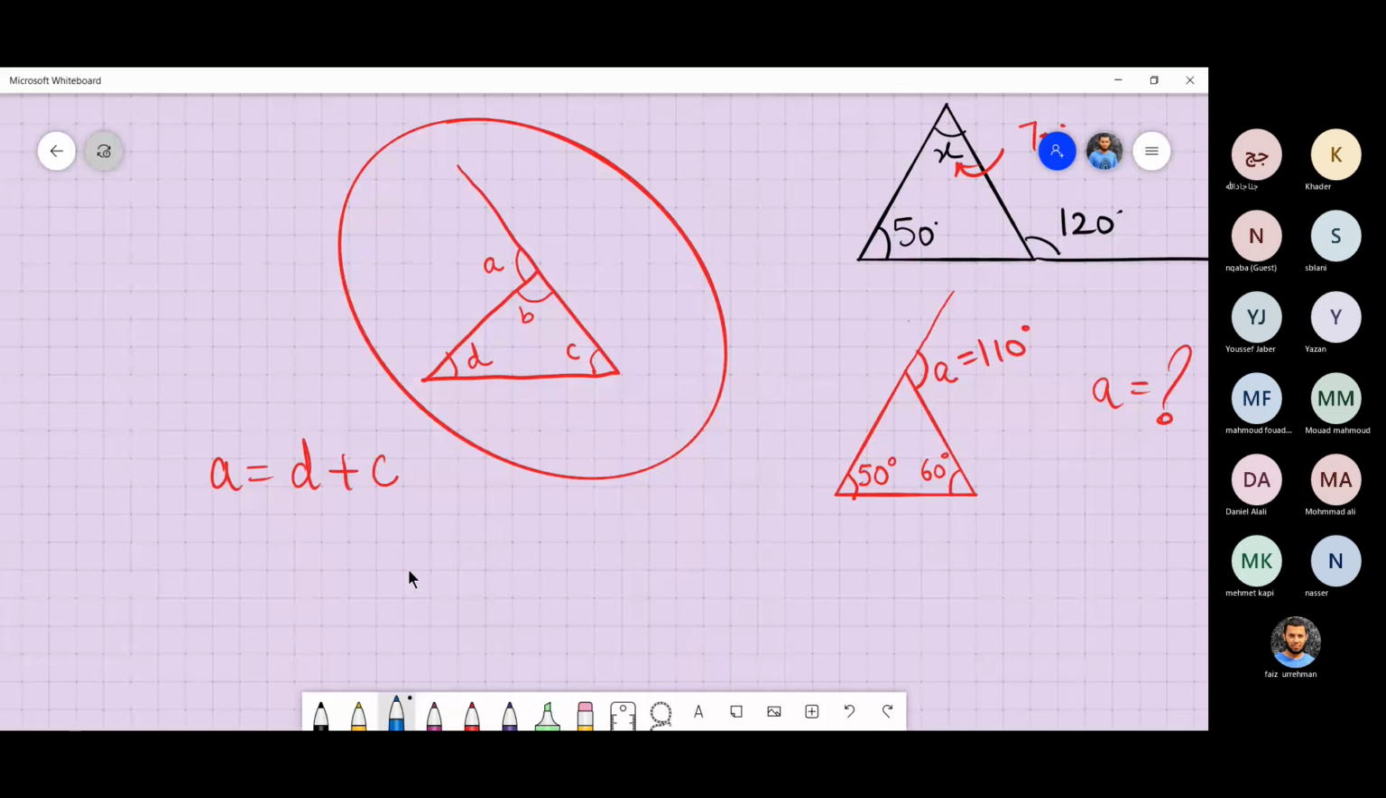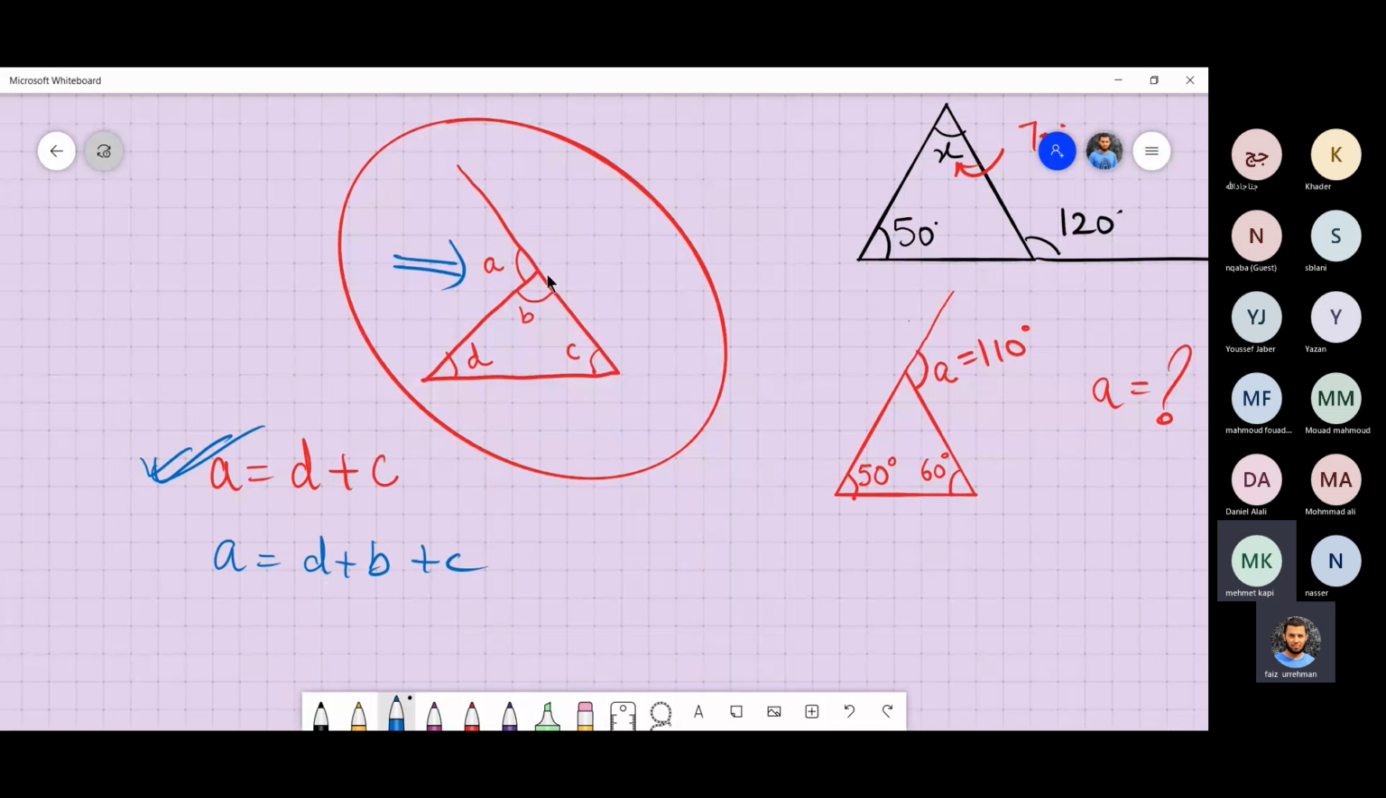It's correct. Yani, exterior angle is equal to interior opposite. That means B will not be used here. So who wants to give another answer, or is it correct? A equal to D plus B plus C. No, the first answer is correct.